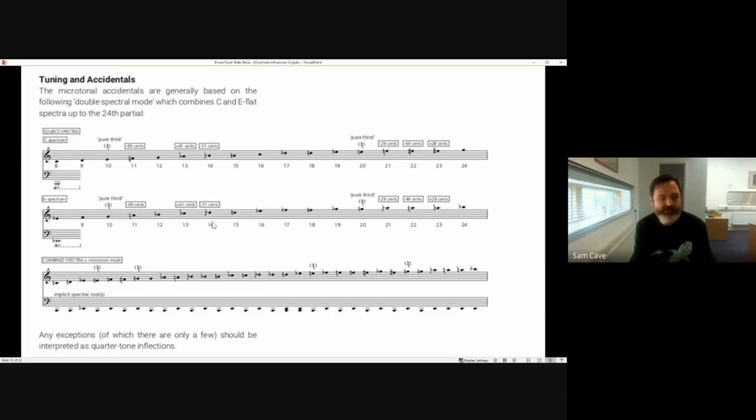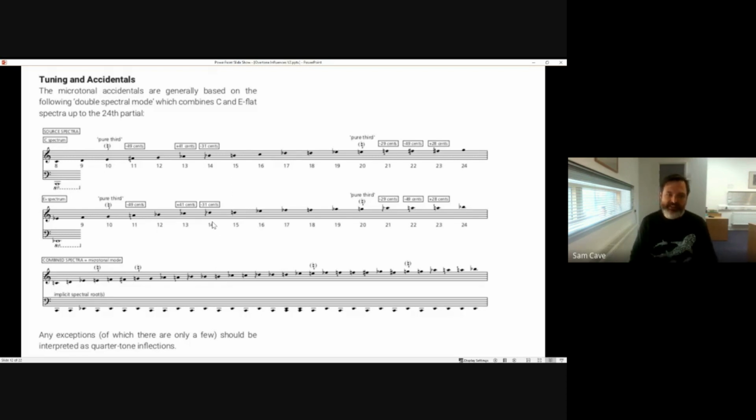And the way that Christian creates this polyspectral mode is by combining together 2 overtone spectra, which are a minor third apart. And the minor third being a really important interval in Christian's language. It's one of his favorite intervals. And so in the top diagram on this page, you can see a spectrum of C from the 8th to the 24th partial. And then in the second diagram on the page, you can see the same range, the 8th to the 24th partial, of a spectrum on E flat, being a minor third apart.